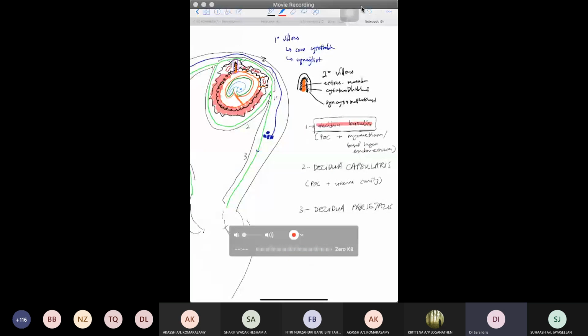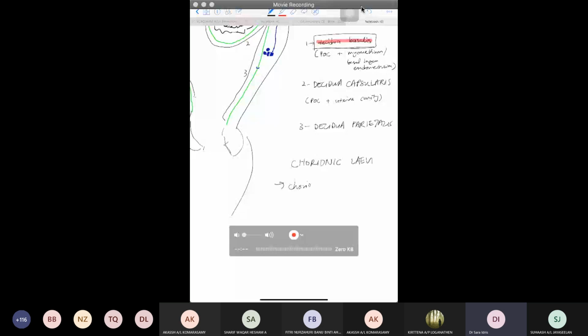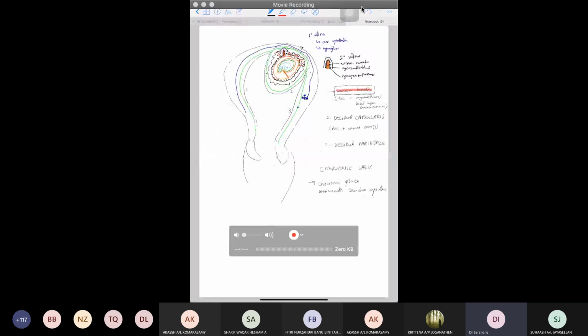So since it's smooth, it's known as the chorionic laeve. Okay, so this is the chorionic plate underneath the decidua capsularis. It is not going to have any villus. The villus will degenerate and it's going to leave the smooth chorionic plate. You call it the chorionic laeve.